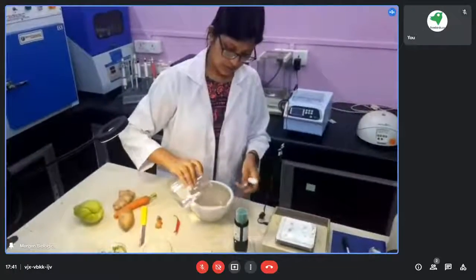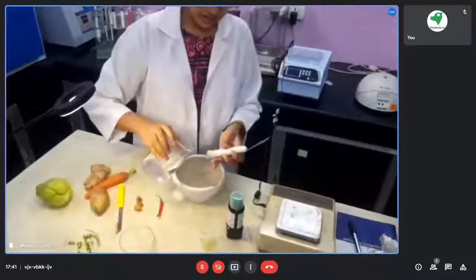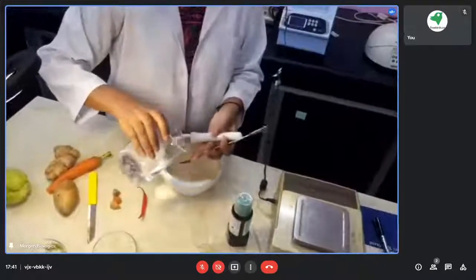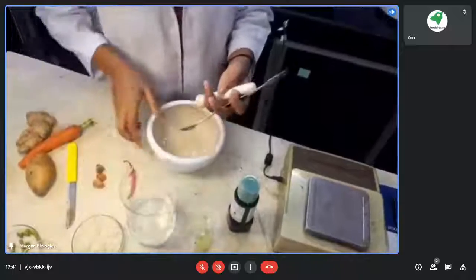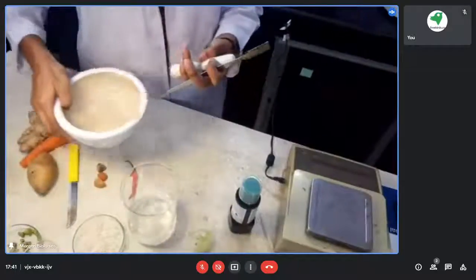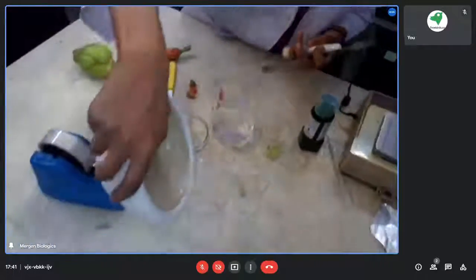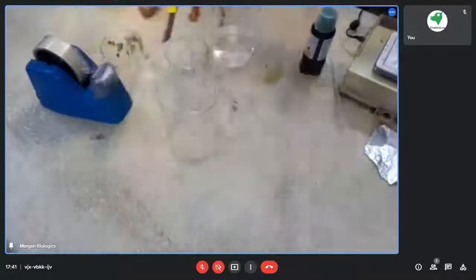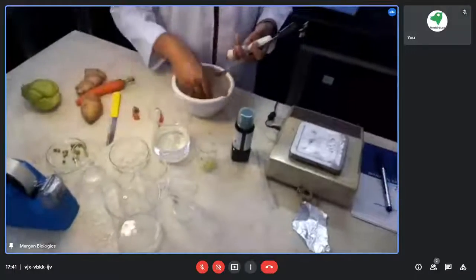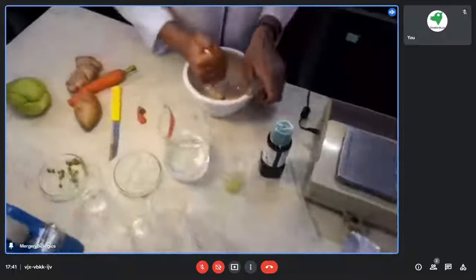After using it once, just rinse the utensils you have used so that you won't get any cross contamination for the next sample. For the next sample, I have taken the piece of potato.